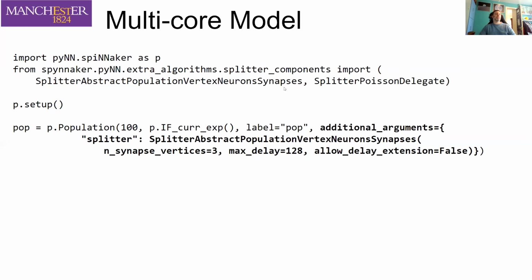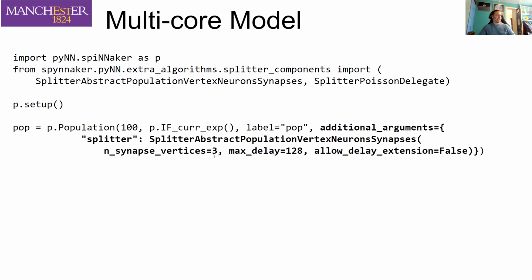If you want to use the split model, you have to do a few extra things. Just now it's not automatic, unfortunately, so there's a bit of extra work to do. You have to use these things called splitters that we've hidden away in the system, and this is deciding how the population gets split up into the various cores. In this case, you can use a splitter for the abstract population vertex neuron synapses. It's quite long-winded, but that's what we've called it so far. This allows you to choose the number of synapse vertices.